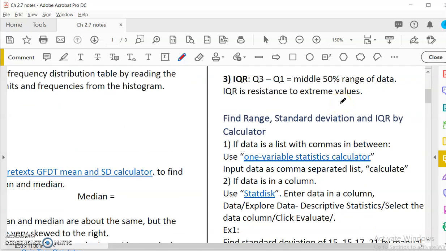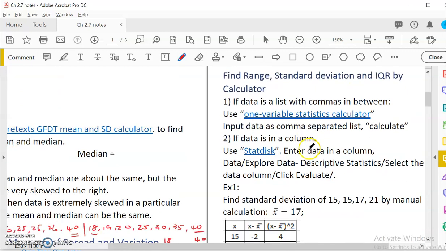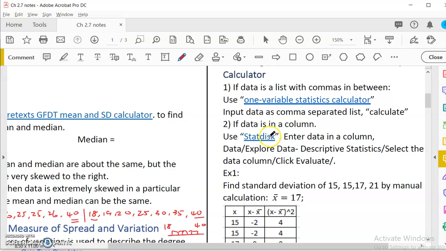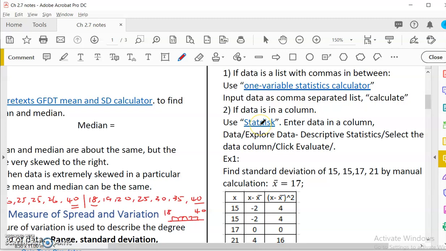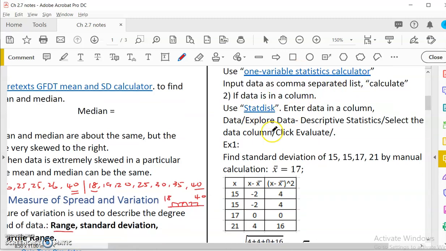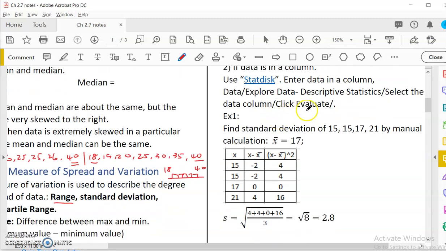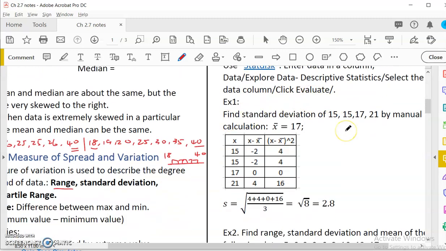So how do we find them? There are two calculators. One is the one variable statistic calculator that we have been using with mean. The other is statist, that we have been using with mean also. So again, the same restriction. If your data is in a list form, use the one variable statistic calculator. If your data is in a column form, like in an Excel file or a Google Sheet file, then you use statist. If you want to convert a comma list into a column, you can look at my other YouTube video that talks about that.